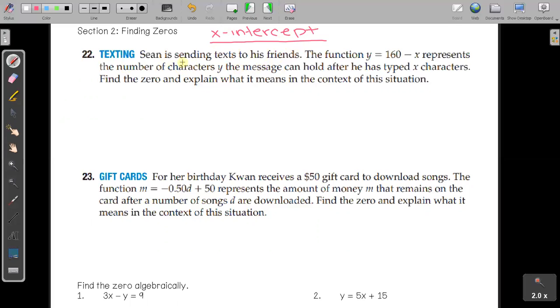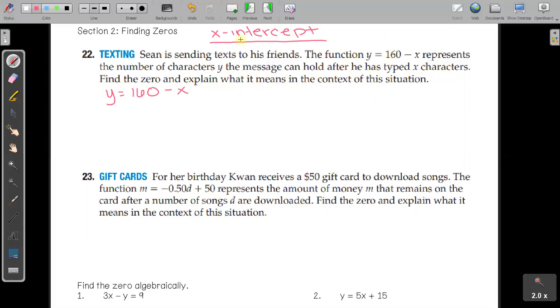So for number 22 here, it says Sean is sending text to his friends. The function we have is y equals 160 minus x. And this represents the number of characters y the messages can hold after he has typed x characters. Find the zero and explain what it means in context to the situation. So we have the function. So this one's nice. We don't have to figure out what that function is. So we have y equals 160 minus x.